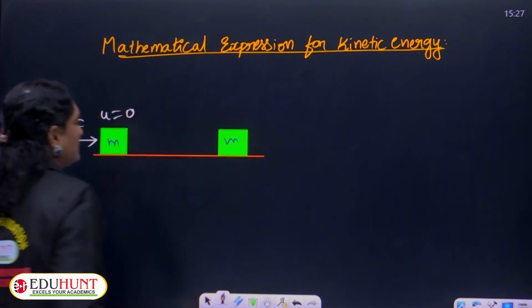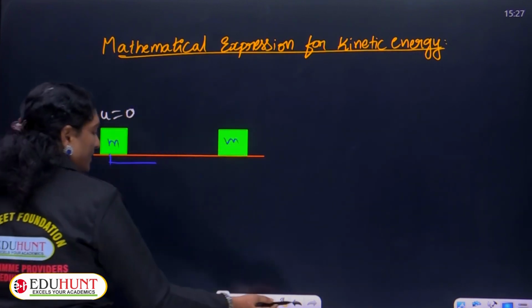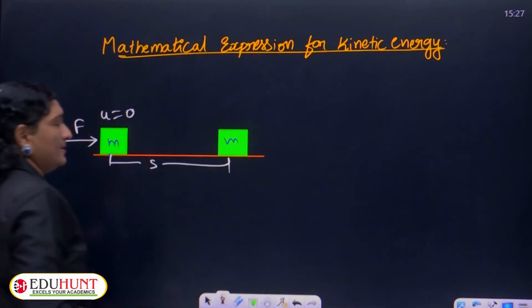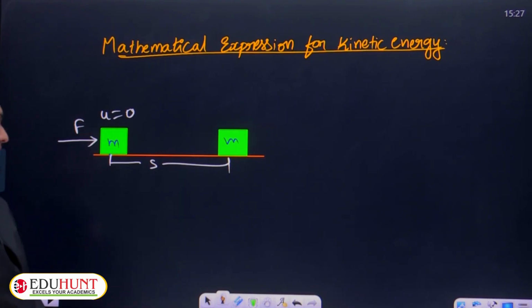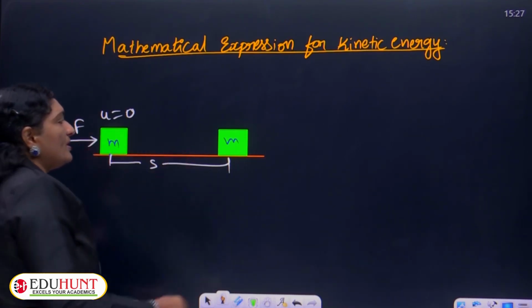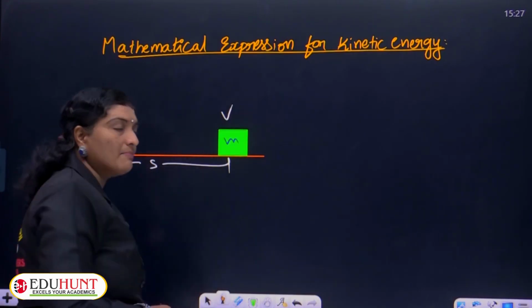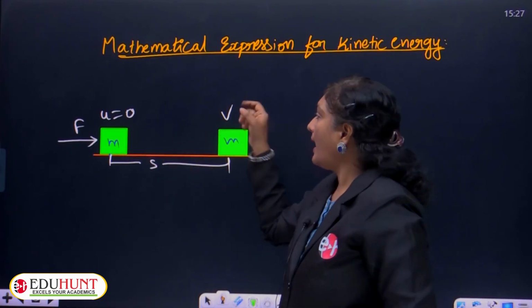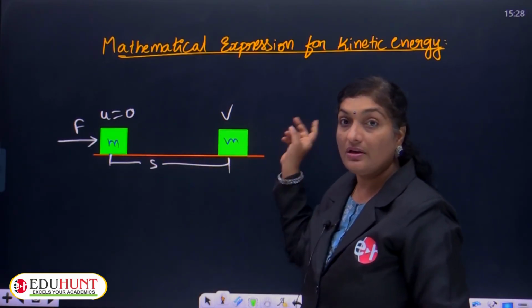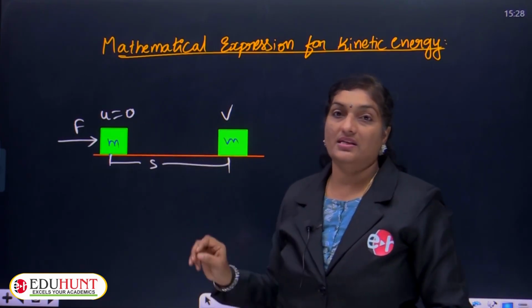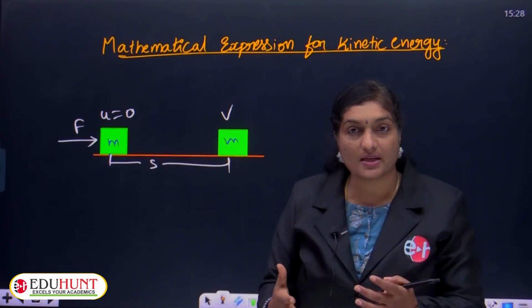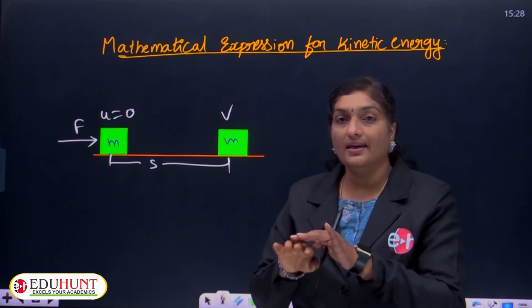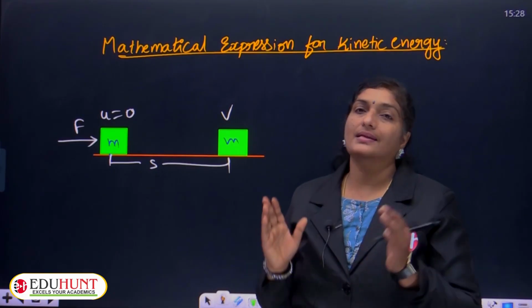So the mass of the body is m. The distance moved by the body is some distance s. After moving that distance, it attains some velocity, say v. What is the initial velocity of the body? 0. And what is the final velocity? v. So you observe a change in velocity. Whenever the velocity of the body changes, we can say that the body is accelerated.